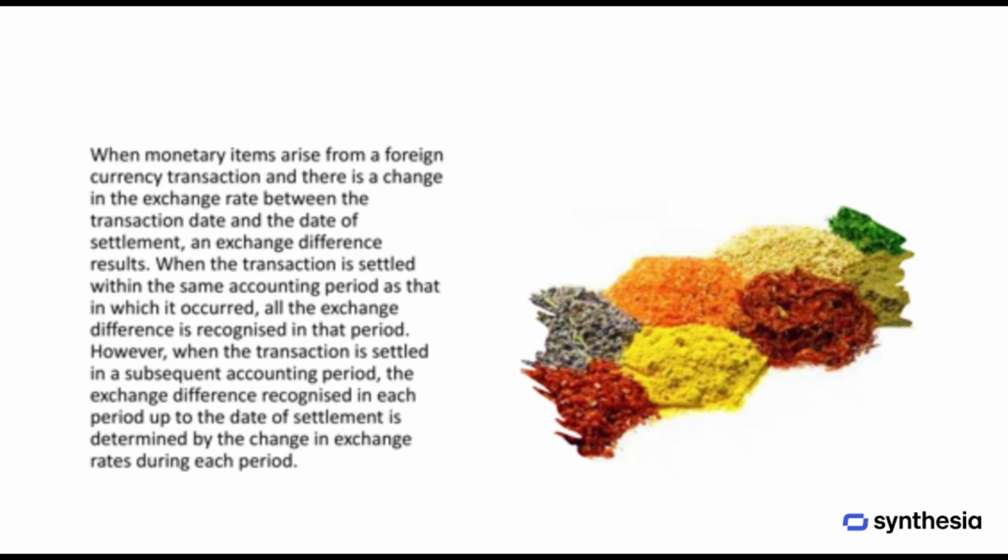When a monetary item arises from a foreign currency transaction, any change in the exchange rate between the transaction date and the settlement date results in an exchange difference. If the transaction is settled within the same accounting period it occurred, the entire exchange difference is recognized in that period. However, if the settlement happens in a later accounting period, the exchange difference recognized in each period up to settlement is based on the change in exchange rates during that specific period.